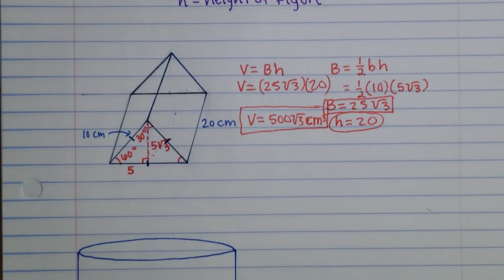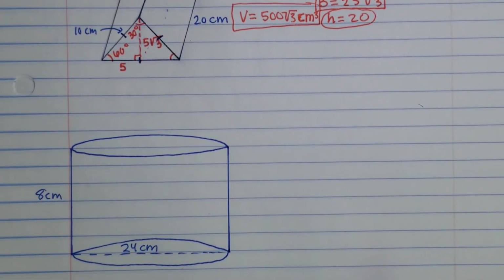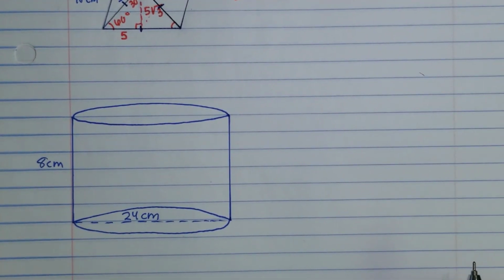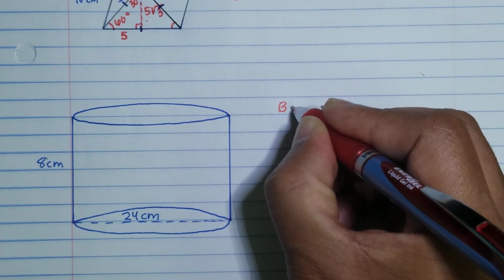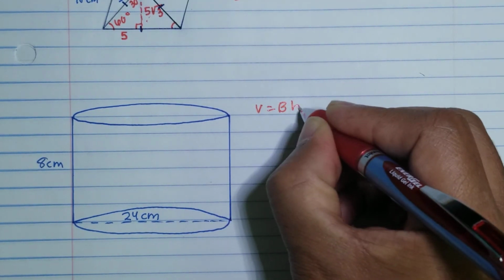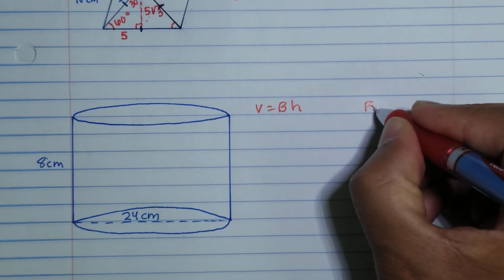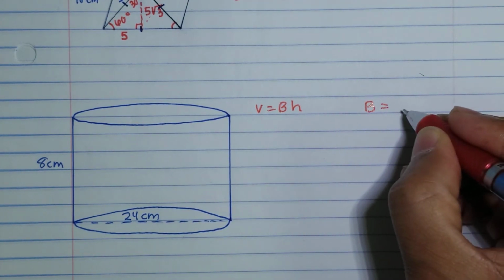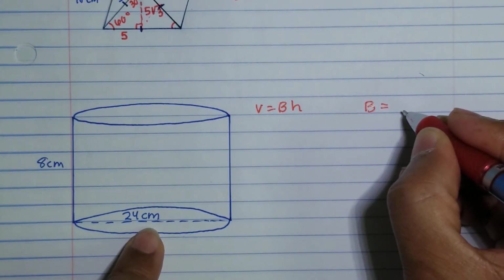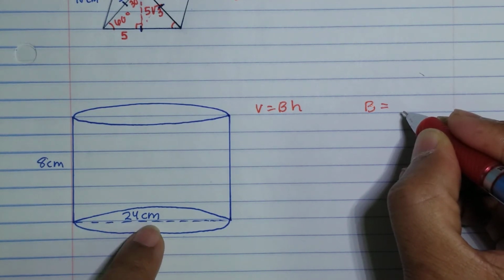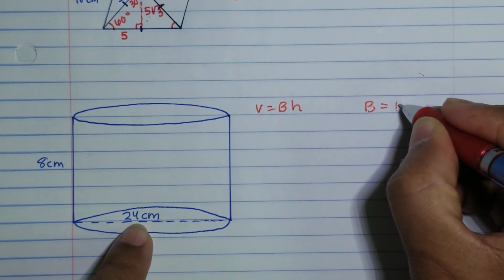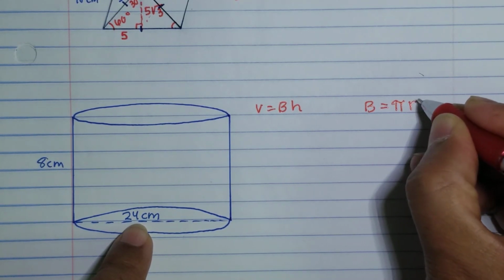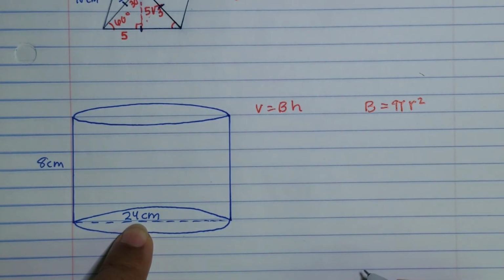I'm going to scroll down to the next example, and this one is a cylinder. For a cylinder we use the same formula, so the volume equals base times height. In this case, the base is a circle, and we're given the diameter. The diameter is 24. If you want the radius, you take half of the diameter, which is 12. The formula to find the area of a circle is pi times the radius squared.